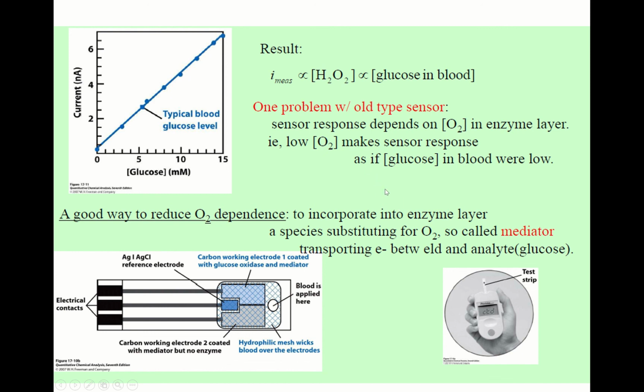it causes some errors. Low oxygen concentration makes the sensor response as if glucose in blood were low. So that problem must be overcome. One good way to reduce oxygen dependence is to incorporate into the enzyme layer a species substituting for oxygen, a so-called mediator. Let's temporarily stop here.